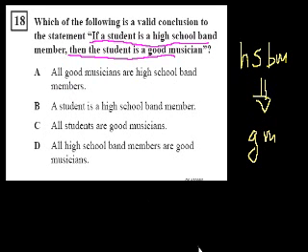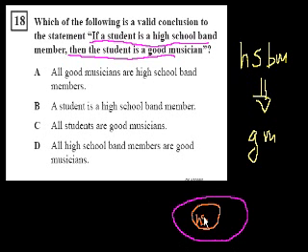The good musicians could be this circle, and the high school band members would be a subset of it, right? High school band, and this could be good musicians. So all high school band members are good musicians, but there could be people out here who are good musicians who aren't high school band members. So it's not choice A.